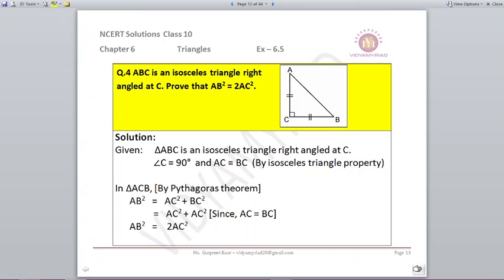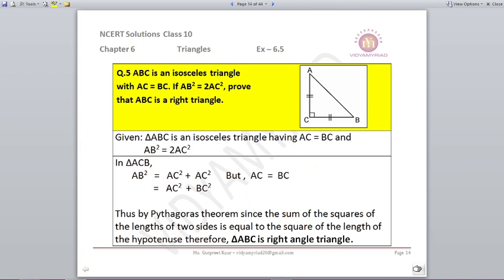Question number 5. ABC is an isosceles triangle with AC equal to BC. If AB square is equal to twice of AC square, prove that ABC is a right triangle. Now here in this question, if we take triangle ACB, we are given that AB square is equal to twice of AC square, which means I can write AB square is equal to AC square plus AC square. But I know AC is equal to BC, so just replace one AC. So it becomes AB square is equal to AC square plus BC square.